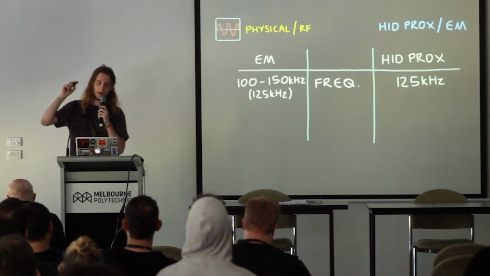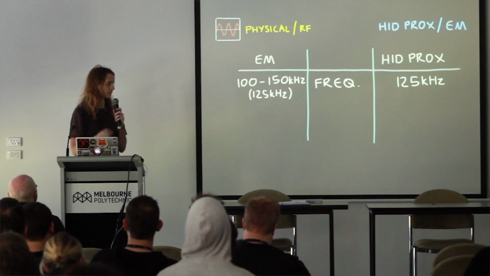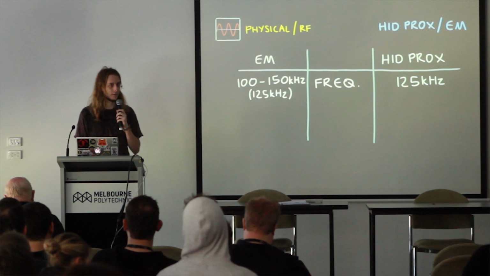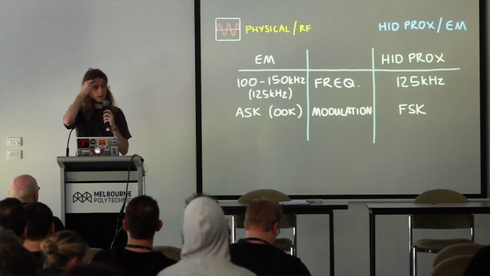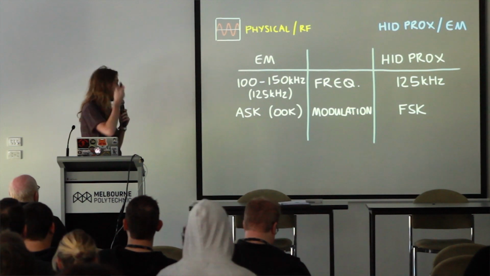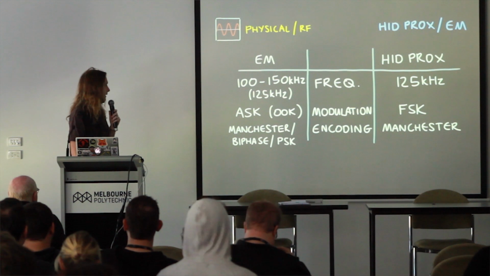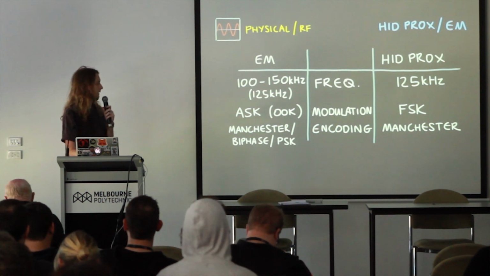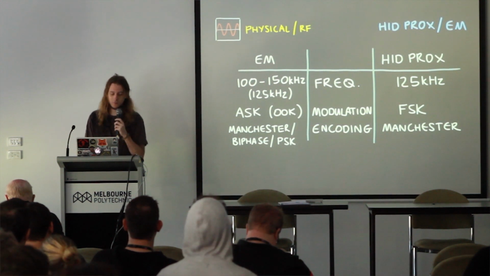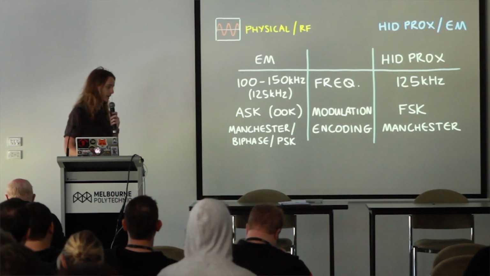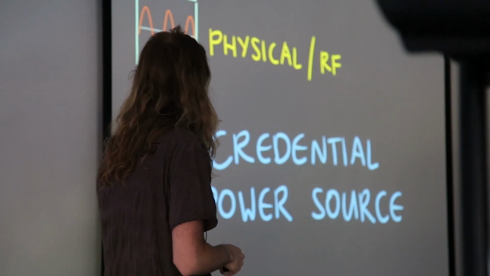At the RF layer, they've standardized because the practical realities of building these chips and antennas come into play. EM uses amplitude shift keying, well, on-off keying, and HID Prox uses frequency shift keying, and they use Manchester biphase PSK. I won't bore you with what these terms mean, but they're just different ways of converting the data on the card to an actual physical waveform.